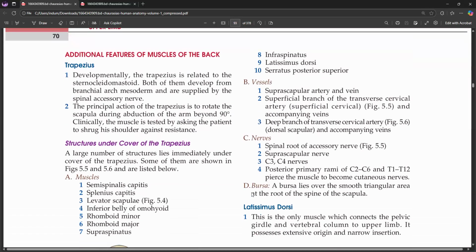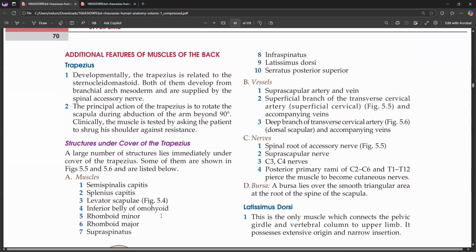Additional features of muscles of the back. Trapezius. Number 1. Developmentally, the trapezius is related to the sternocleidomastoid. Both of them develop from branchial arc mesoderm and are supplied by the spinal accessory nerve. Number 2. The principal action of the trapezius is to rotate the scapula during abduction of the arm beyond 90 degree. Clinically, the muscle is tested by asking the patient to shrug his shoulder against resistance.